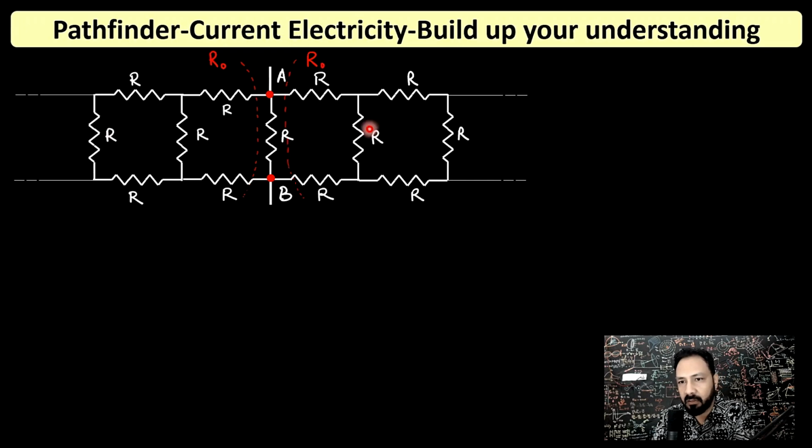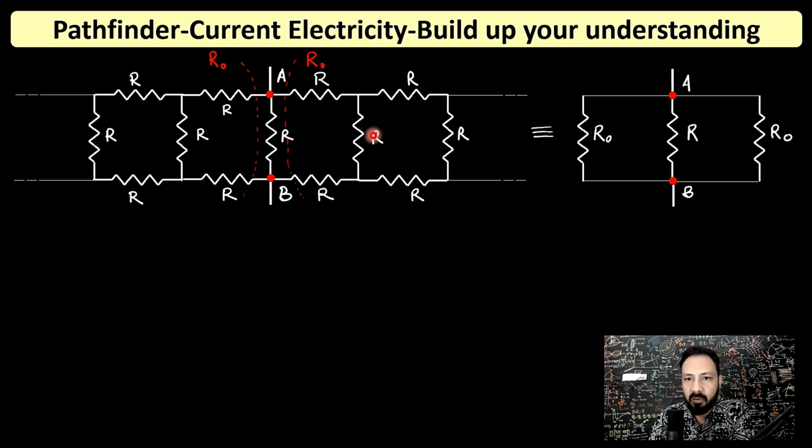So I can re-simplify this part further as this. This is A, this is B, this is R, and this whole thing we will replace with another resistance R naught, and this whole thing we will replace with another resistance R naught. So basically we will have three resistances in parallel: R, R naught, and R naught. Once we get R naught, that is a straightforward method to find RAB.